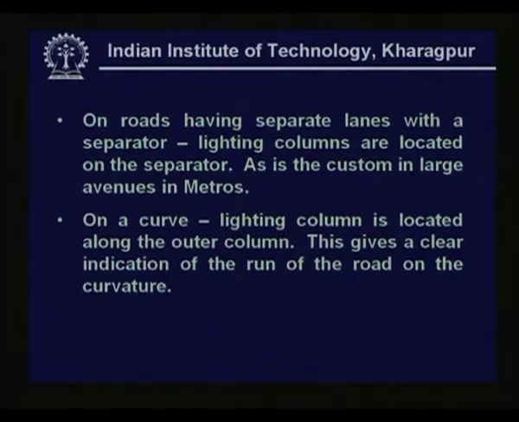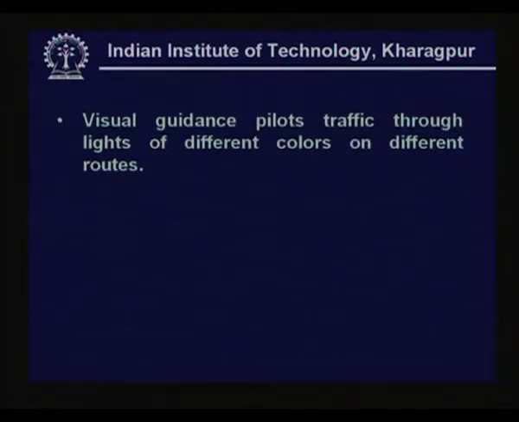When locating on a curve, it is preferable that we locate the lamps along the outer column, so that the nature of the curvature and how the road is getting along is very clear to the user, because it is believed that visual guidance enables the user to know.